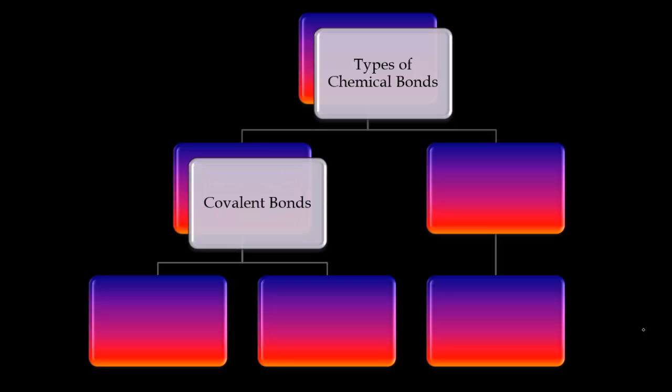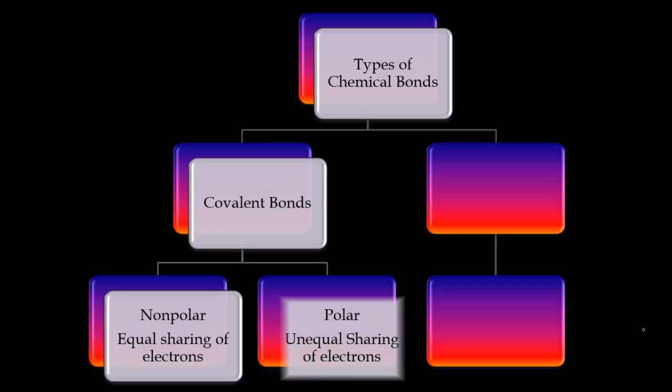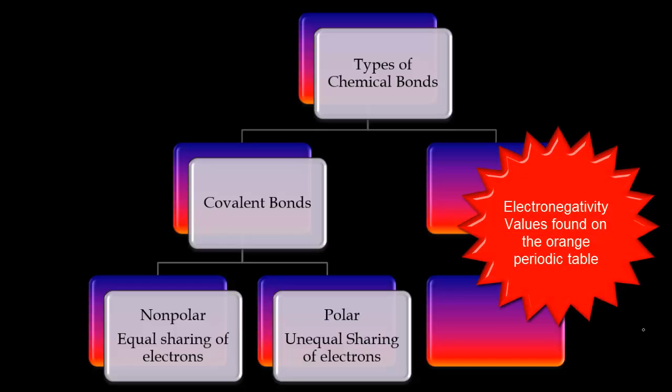The first type is a covalent bond. Covalent bonds are broken into two types itself. We can have nonpolar covalent bonds, in which we will have equal sharing of electrons, and polar covalent bonds, in which we will have an unequal sharing of electrons. And how electrons are pulled all depends on their electronegativity. And we were introduced to that at the end of Chapter 5.